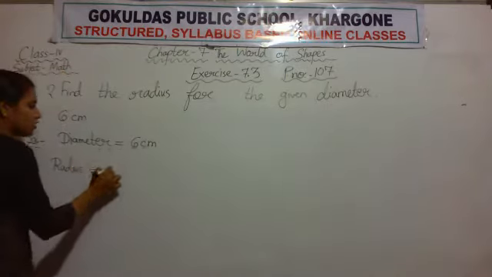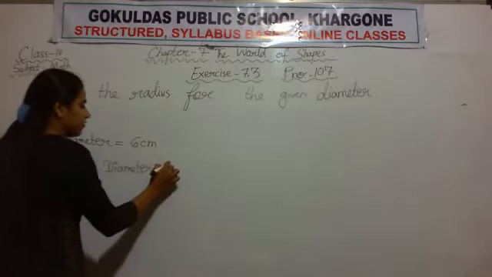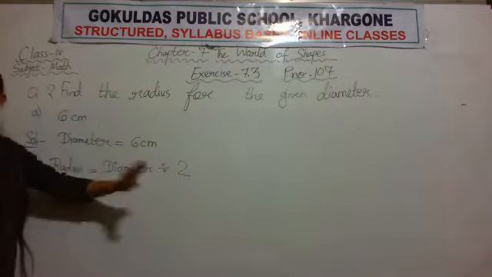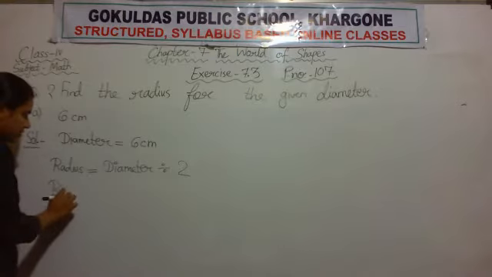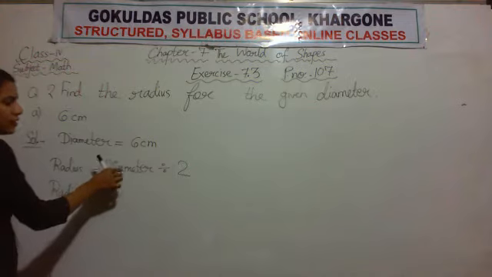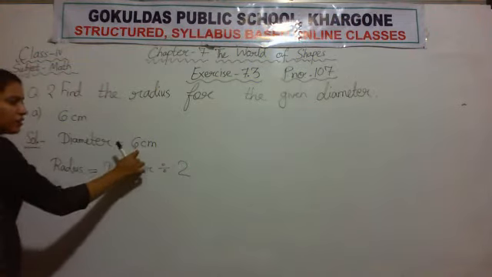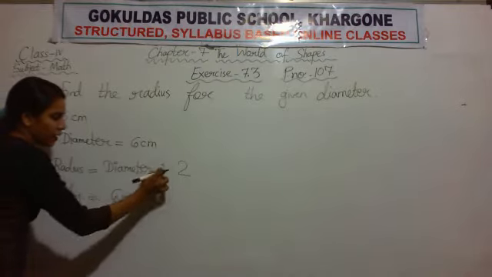Radius is equal to diameter divided by 2. Now you are finding radius, so write down radius as it is equals to diameter. You have the value of diameter. What is the value of diameter? The value of diameter is 6 centimeter. So write 6 centimeter divided by 2.